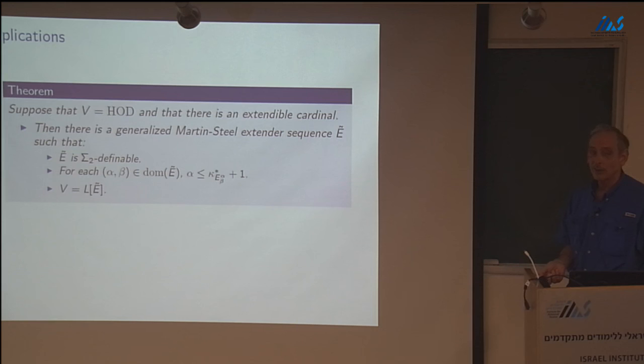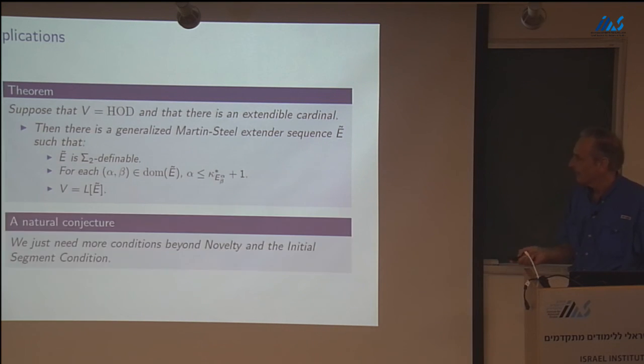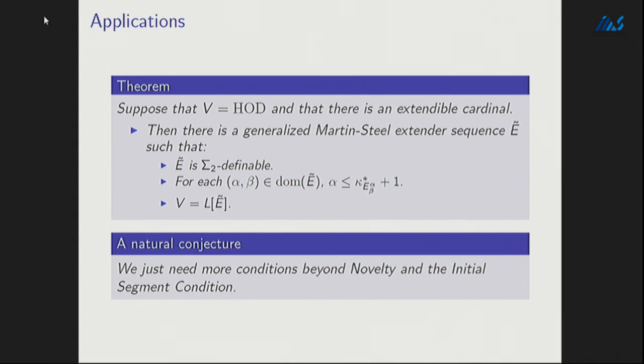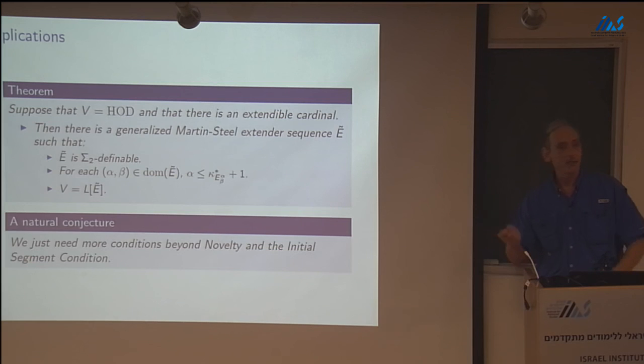Well, that's not so good. That means it's not a canonical model. All right, so the response here would be, all right, you just need more conditions beyond novelty and the initial segment condition. Those were blocking two coding methods. There's obviously something else going on. We just need another condition.